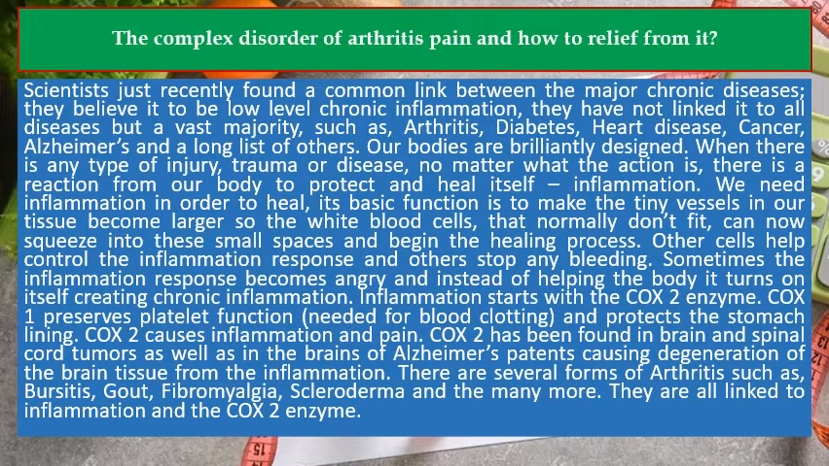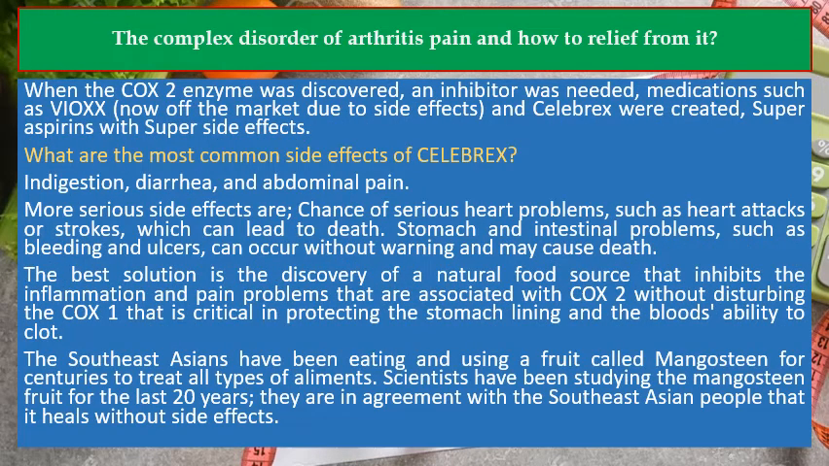COX-2 has been found in brain and spinal cord tumors as well as in the brains of Alzheimer's patients, causing degeneration of the brain tissue from the inflammation. There are several forms of arthritis such as bursitis, gout, fibromyalgia, scleroderma and many more. They are all linked to inflammation and the COX-2 enzyme. When the COX-2 enzyme was discovered, an inhibitor was needed. Medications such as Vioxx, now off the market due to side effects, and Celebrex were created, superaspirins with super side effects.